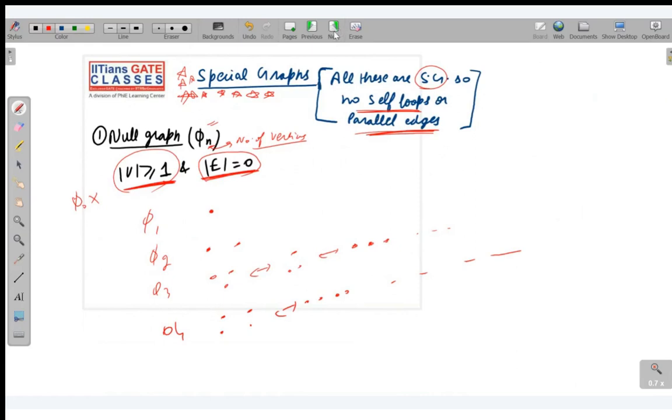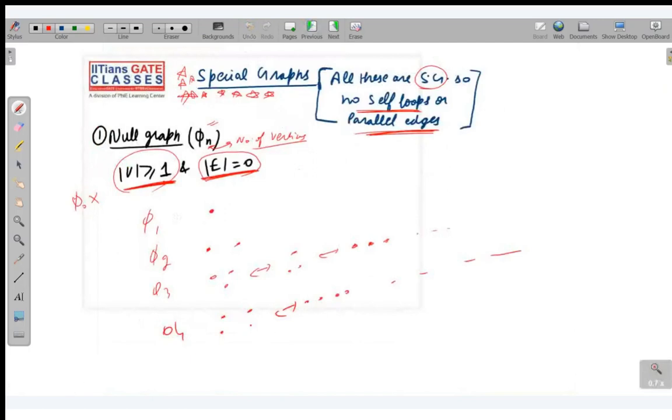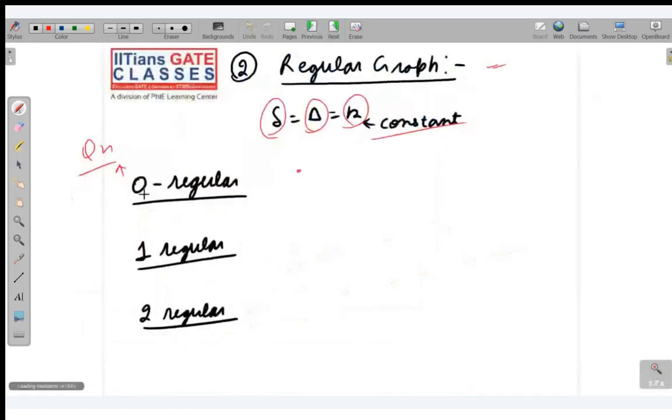Copy, sir. Okay, next, regular graph. What is regular graph? I think I have told you: minimum degree equals maximum degree, equal to a constant k. Zero regular means phi of n only, because every vertex is of degree 0. Here, see this, every vertex is of degree 0. So 0 regular, this, this, this, and so on. So that is phi of n, 0 regular, same.